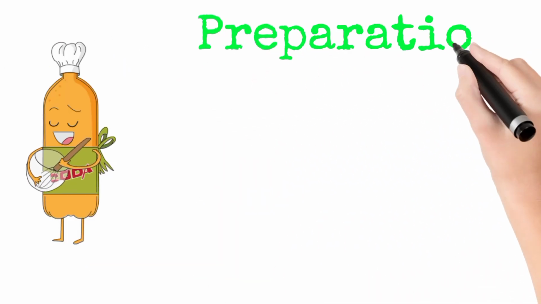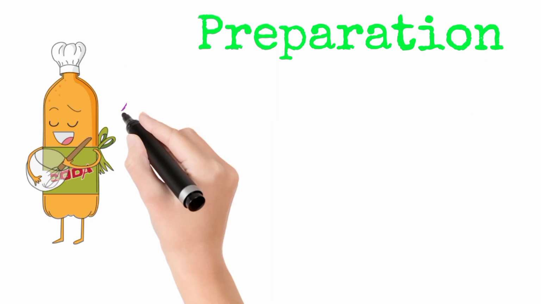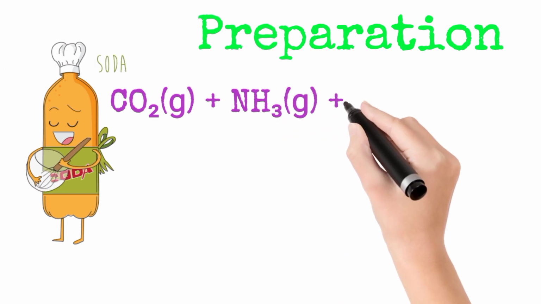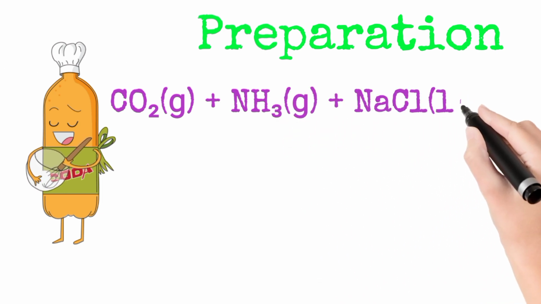Preparation of baking soda. Baking soda can be obtained by passing carbon dioxide gas and ammonia gas in aqueous sodium chloride.